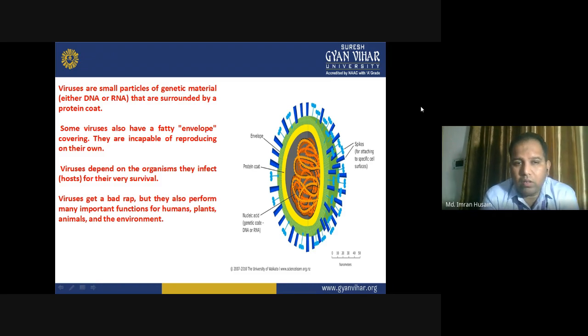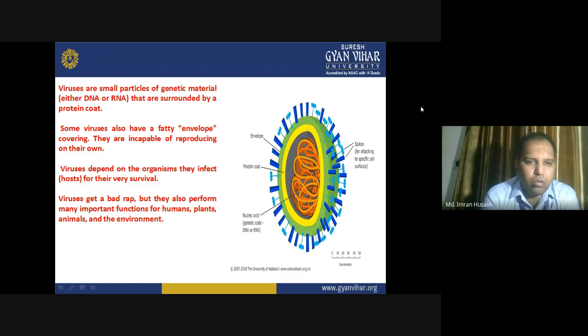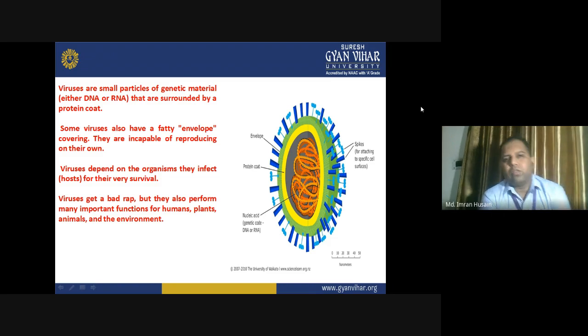Viruses depend on the organisms they infect, called hosts, for their very survival. Viruses just use the host for their own benefit. It is not that viruses are trying to kill the host. If the host is really weak and has a very bad immune system, it will get killed. But the survival of the virus depends on its rate of multiplication, and for multiplication they require host cells, like animal cells.